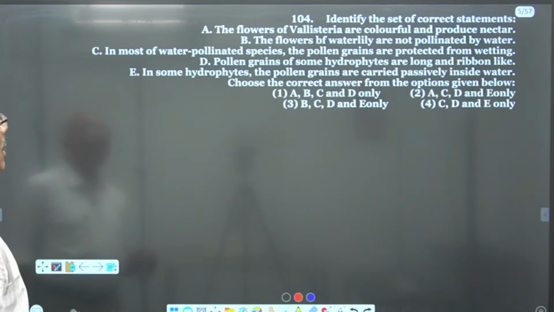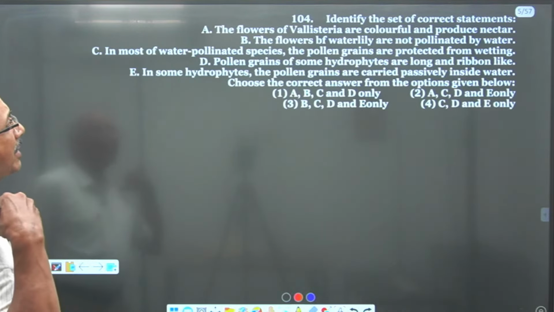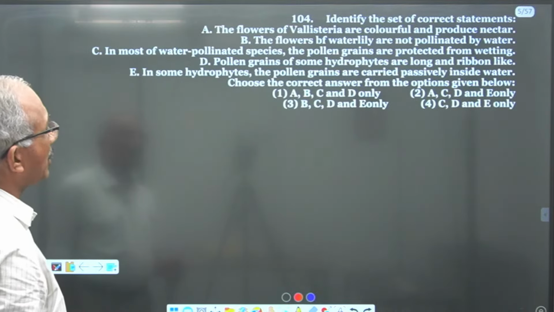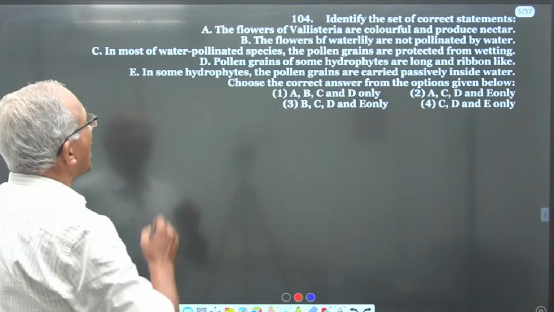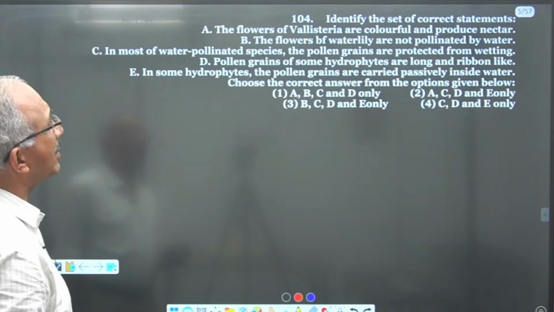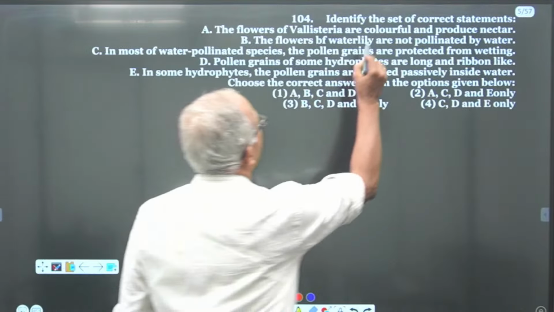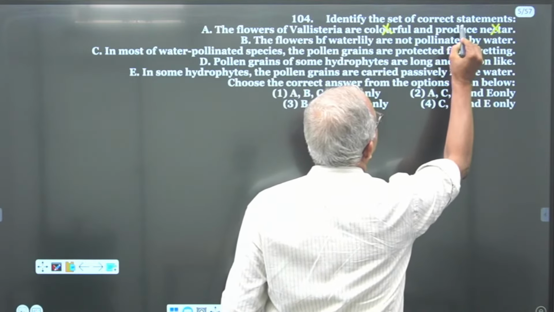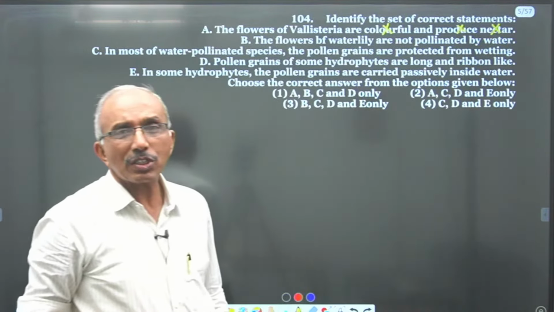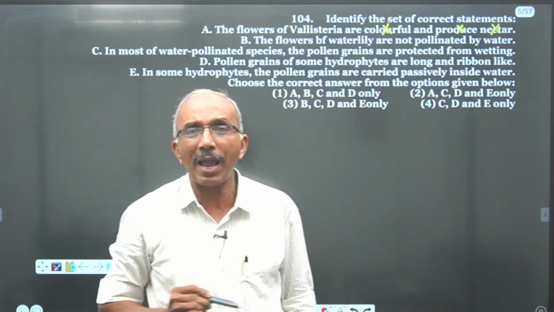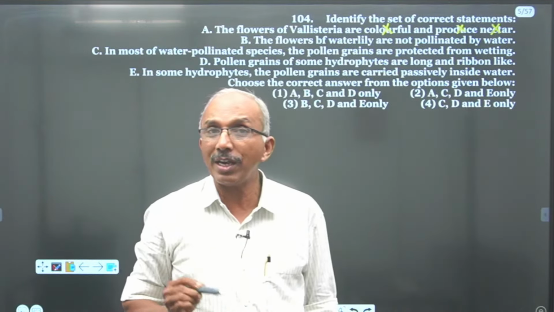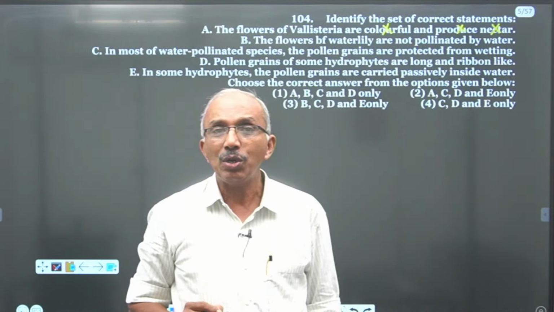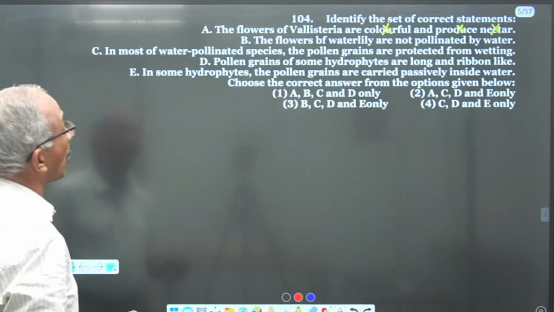Next, identify the set of correct statements. Statement A, flowers of Vallisneria are colorful and produce nectar. It is wrong, because Vallisneria is a plant in which the flowers are pollinated by water, that is, hydrophily is found. So statement A is wrong.